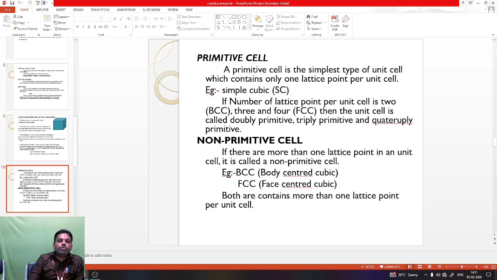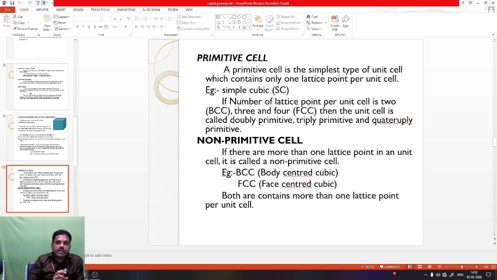But a simple cubic system consists of atoms only at the corners of the cube. 8 cube corners, it consists of 8 atoms. But it is not the whole atom. The value of a corner atom is 1 by 8. So 8 atoms into 1 by 8 is equal to 1. So the simple cubic system is made up of only one atom.